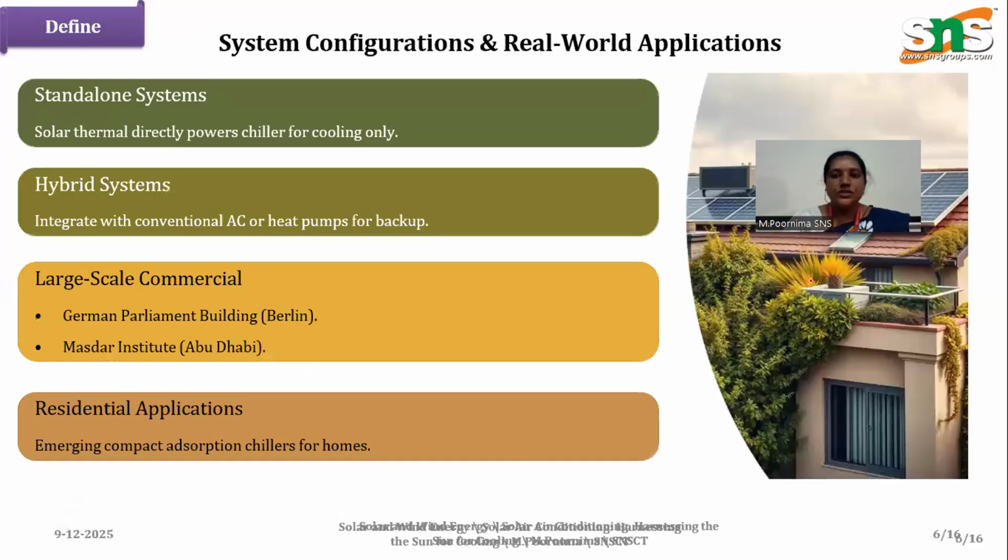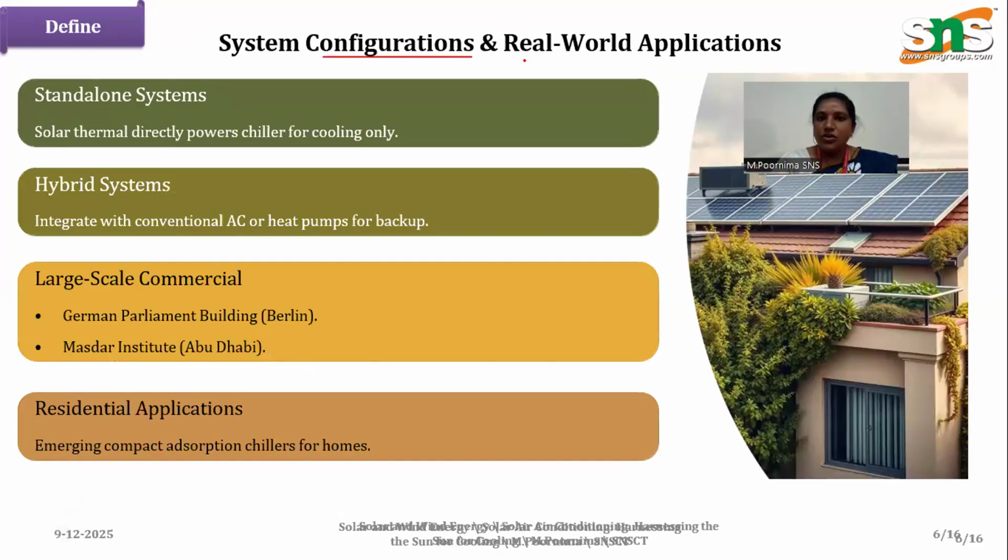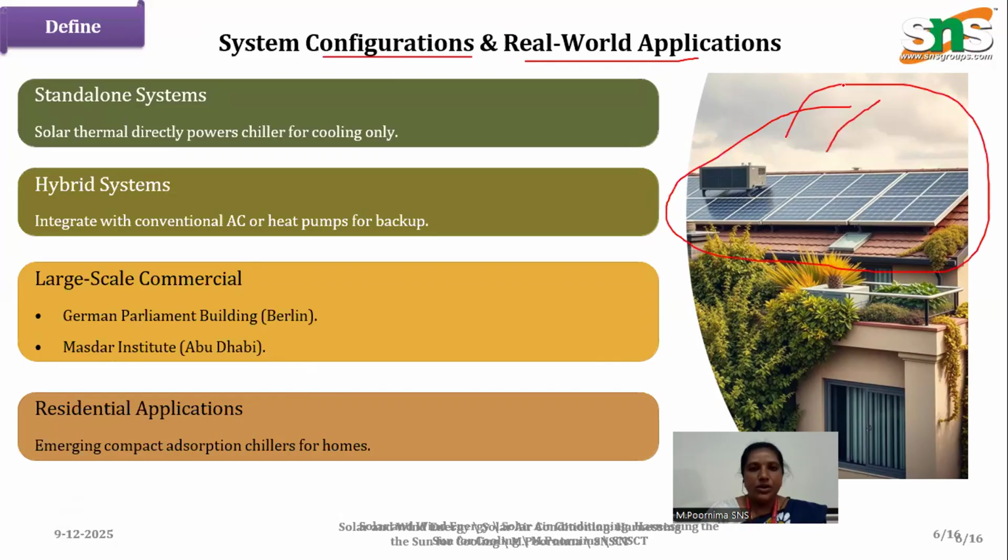And here come the system configurations and real-world applications. In these pictures, we can see a rooftop solar power plant, with a standalone system and a hybrid system. We have large-scale commercial systems for buildings and residential applications. The standalone system is solar thermal powered directly for cooling only, and the hybrid integrates an AC or heat pump for backup. Large-scale commercial systems are for commercial buildings, and we also have residential buildings. You can see in these pictures a residential building with a rooftop solar power plant.